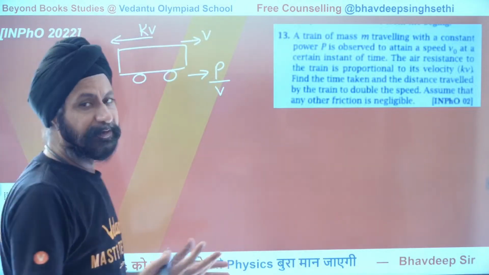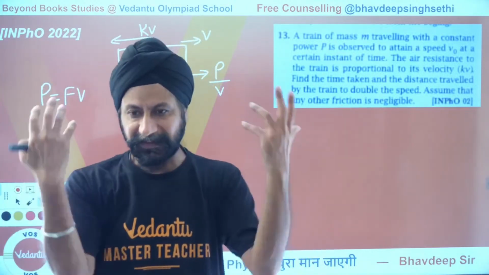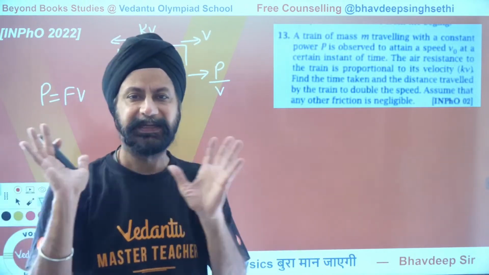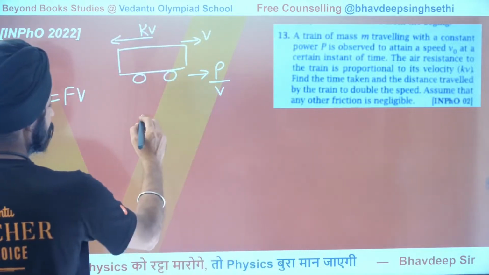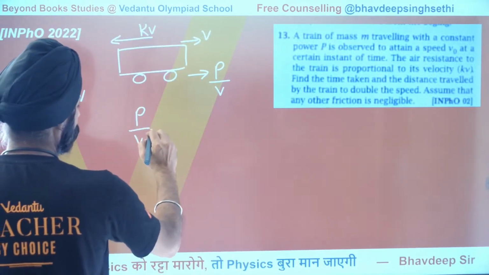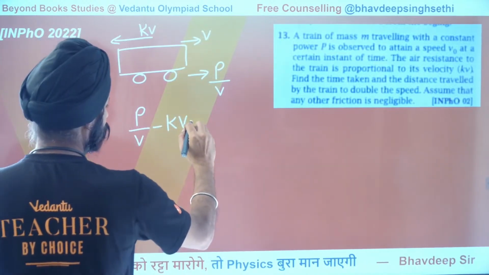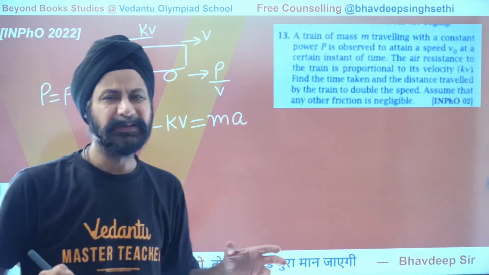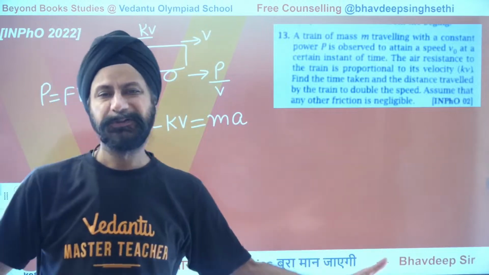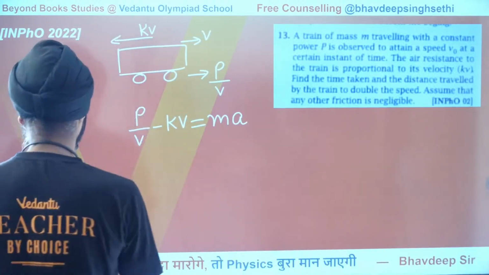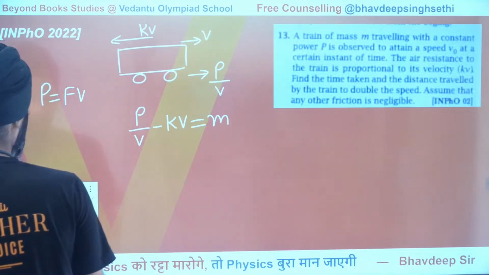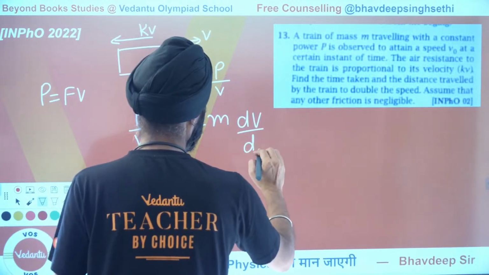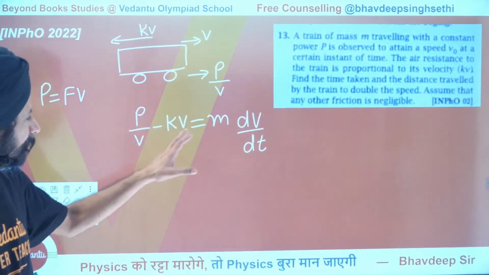Okay, we'll start with the very basic equation coming from the second law. The net force is mass times acceleration. So net force is P over v minus kv, and that should be equal to mass times acceleration. Now this acceleration doesn't fit here because you're introducing another variable. Let's get rid of this. I'm looking for dv by dt, isn't it? dv by dt. Perfect. So now I have a velocity-time expression.